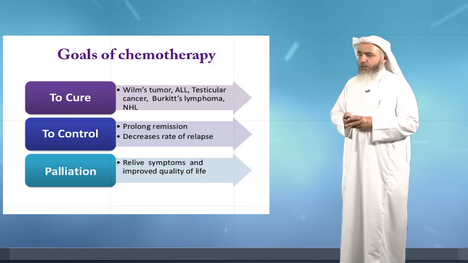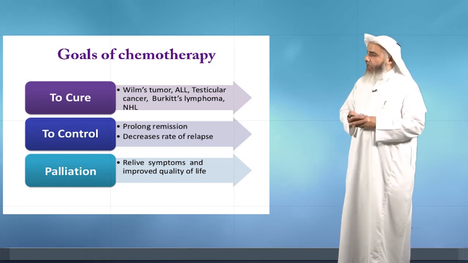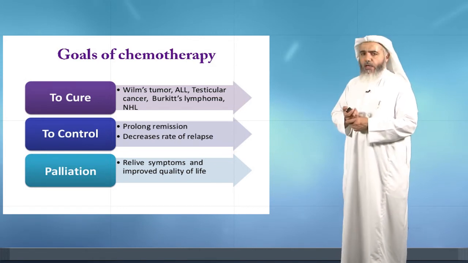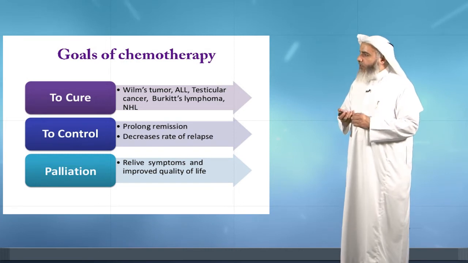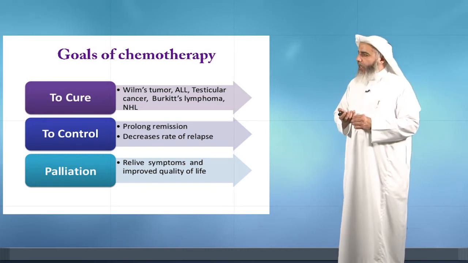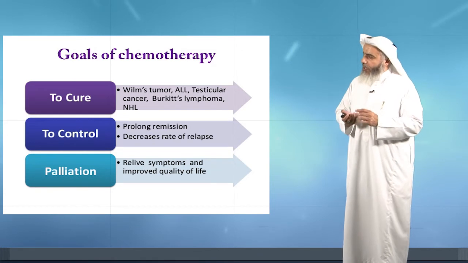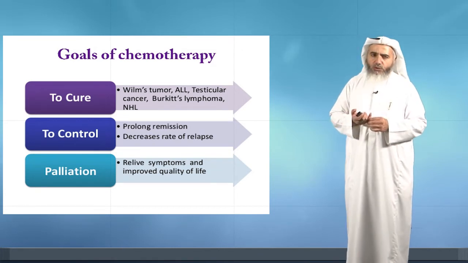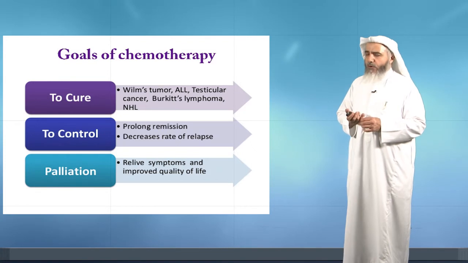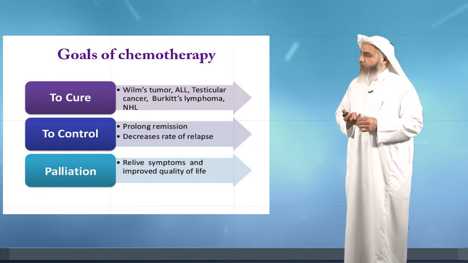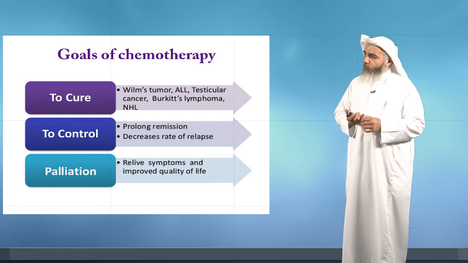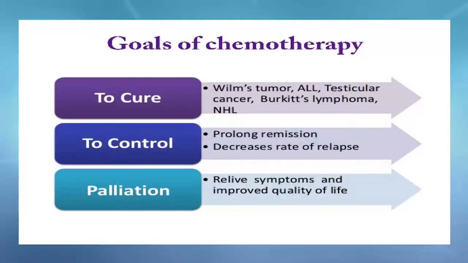Goals of chemotherapy, just to repeat again: first, to cure. Examples of that are Wilms tumor, acute lymphocytic leukemia, testicular cancer, Burkitt lymphoma, and non-Hodgkin lymphoma. In some of these diseases, radiation can also be used, for example prophylactically for CNS disease, or to optimize the chance of cure in Hodgkin and non-Hodgkin lymphoma, and also in Wilms tumor. In this group of patients, the aim of treatment is usually cure.